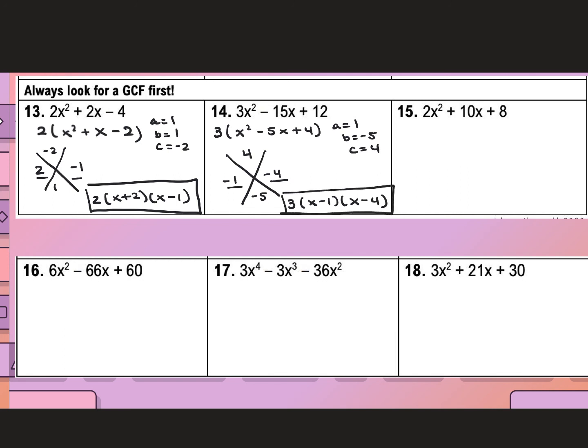All right, so now what I want you to do is look at numbers 15, 16, 17, and 18. I want you to go ahead and complete these 4 problems, and then when I log into the Meet, we will review them prior to you working on your exit ticket.